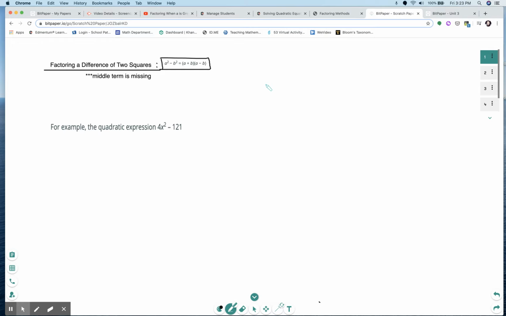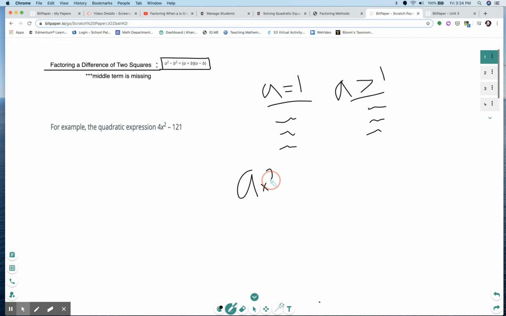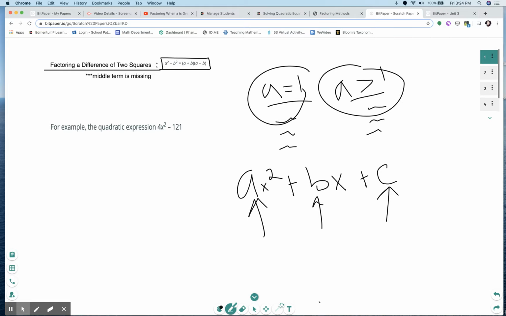In the last few videos, the first video we did was when a equals 1 and we factored, and there were certain steps we needed to take. The next video we did was when a is greater than 1, and there were certain steps we needed to take to factor that. That was all based on our quadratic looking like this: ax squared plus bx plus c, right? That's really familiar. There's a first term, a middle term, and a last term, and we had two ways we were going to factor based on what a was. So now I'm going to show you a special case scenario of factoring.